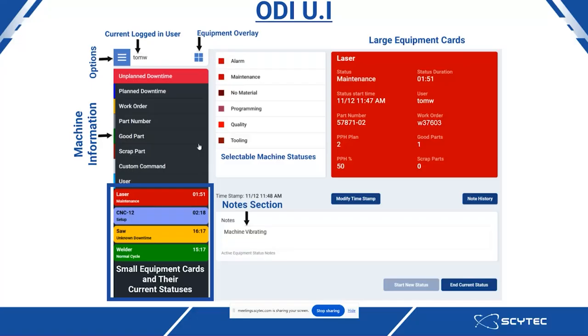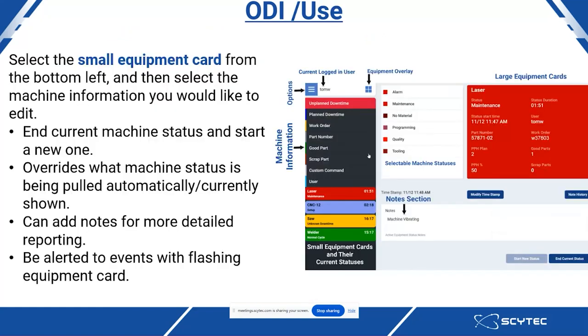One of the uses for the ODI is you can have an ODI tablet out by a machine. It could be a single machine, but how we actually advocate for things at Scytec is to use the ODI for an operator working inside of a cell. So with this image, you can see that an operator is currently working on 4 different machines and getting a high-level view for all of them with this small equipment card section that you see. So when you select the small equipment card from the bottom left, and then select the machine information you would like to edit, ending a current machine status and starting a new one, this is what does that.